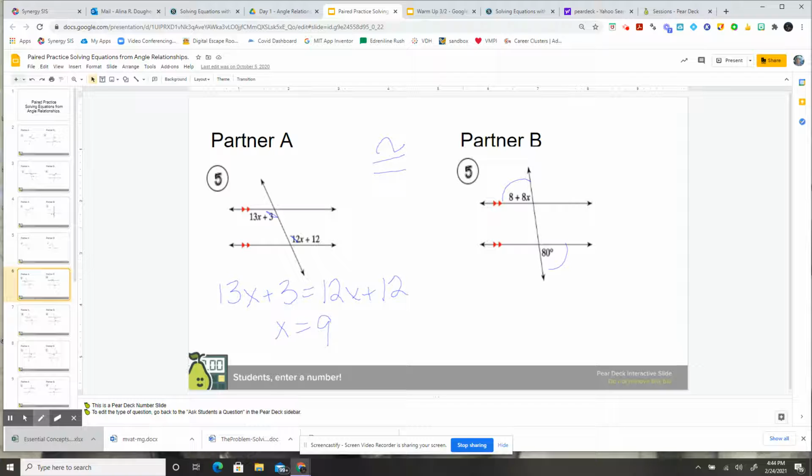I think x should equal 9. We can do some substitution to make sure. 13 times 9 plus 3 is 120. So all of my obtuse angles should be 120. 12 times 9 plus 12, also 120. So I know I did it correctly.